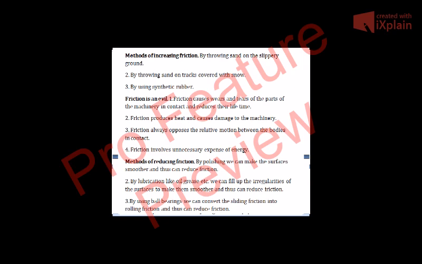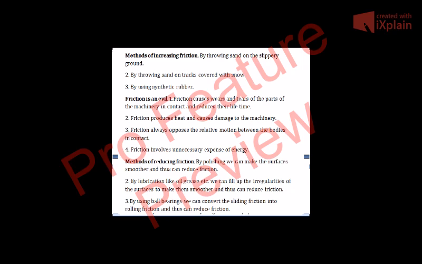Friction involves unnecessary expense of energy. For example, if the road is rough, then the consumption of fuel will be more, so it will cost us. So the expense of energy will be greater. So in such cases, we would like to reduce the friction. So we must know some methods which would reduce the friction.